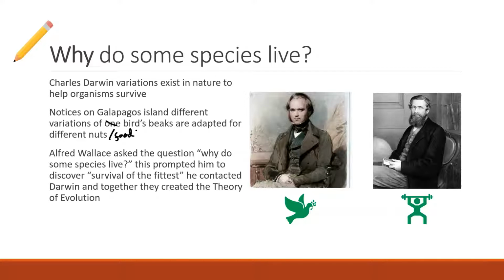What Charles Darwin suggested is that these birds are different, but they don't inherit these traits. The reason why some species live is what Alfred Wallace proposed. Alfred Wallace asked the question, why do some species live and why do some species die out? Why does evolution occur in the first place? Ultimately he came up with this idea of survival of the fittest. So he contacted Darwin, and together they created this theory of evolution, that the fittest animal or plant is the one that survives.